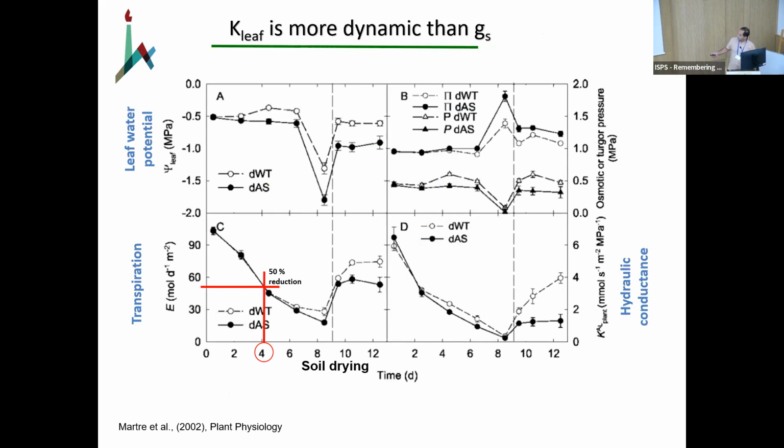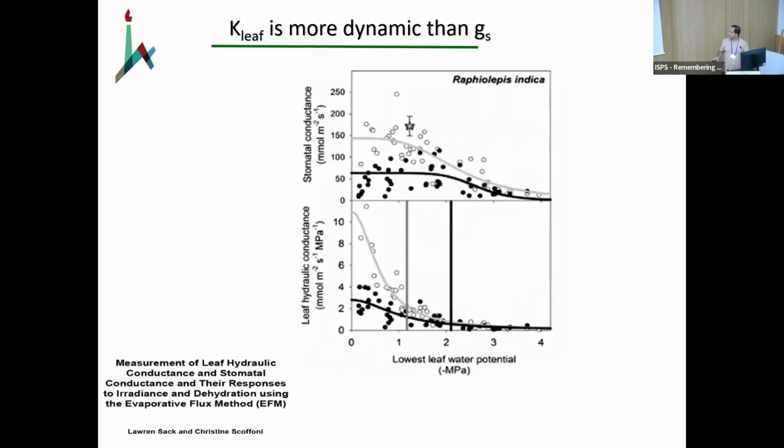of course, right? This is Arabidopsis under drought. So you see after 4 days, you have about 50% stomatal closure. But when you look at the hydraulic conductance, you see that after 2 days, you have 50% of hydraulic conductance. So hydraulic conductance is much faster than stomatal conductance, and you can also see it in one of Lauren's papers.